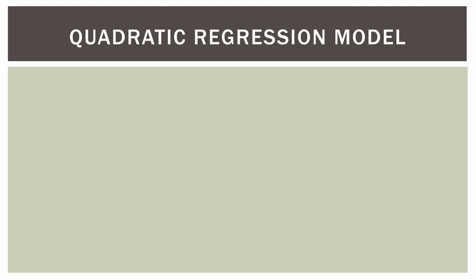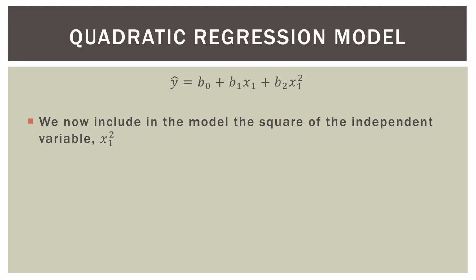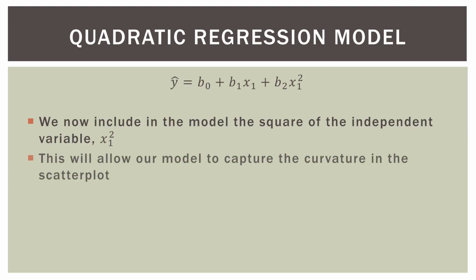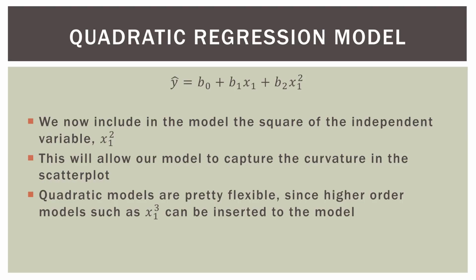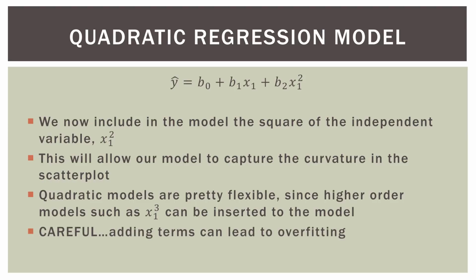First we have the quadratic model, which is the simplest. We now include in the model the square of the independent variable, which is x1 squared. This will allow our model to capture the curvature in our original scatter plot. Quadratic models are pretty flexible, since higher order models such as the cube, or the fourth or fifth power, can be inserted in the model. It's pretty simple to do. However, be careful: adding terms can lead to overfitting.